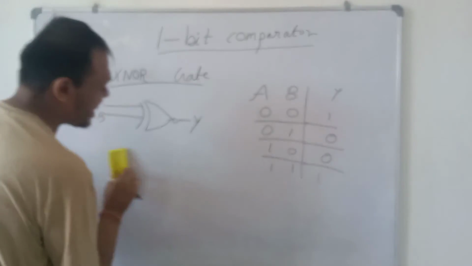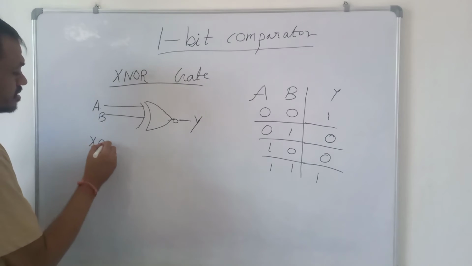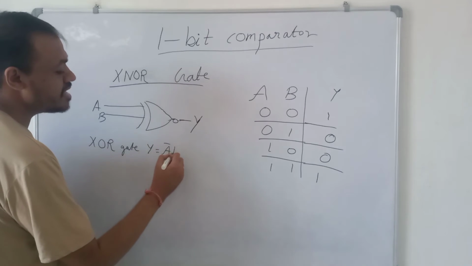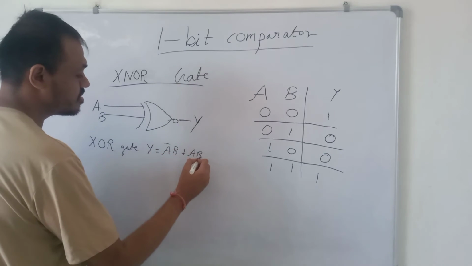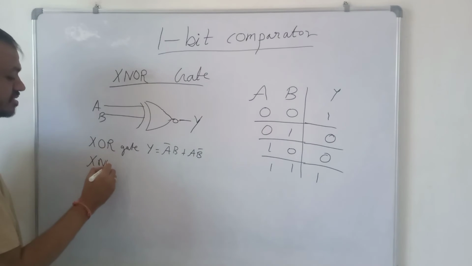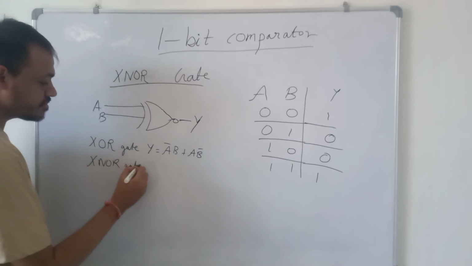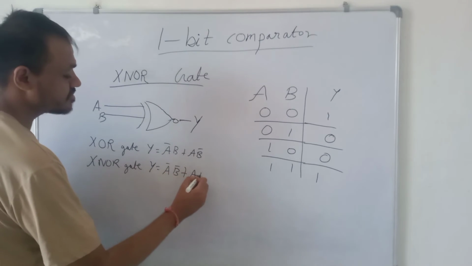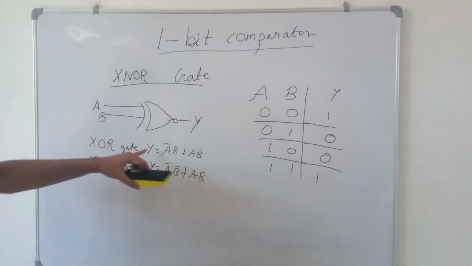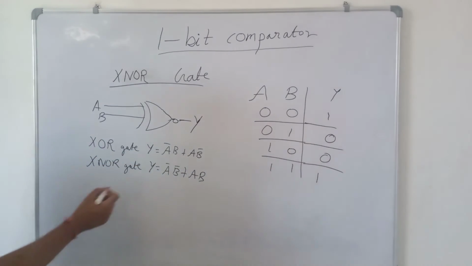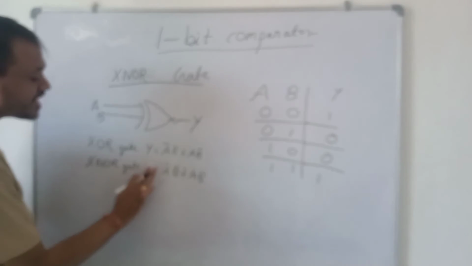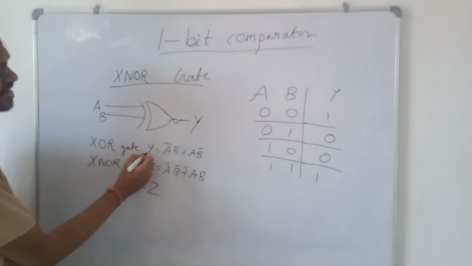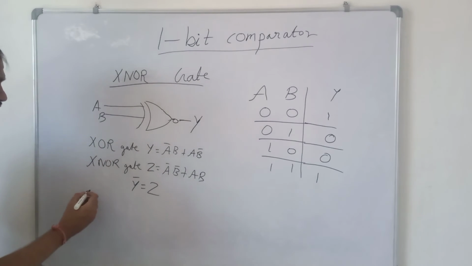And the logic of the XOR gate is like this: Y equal to A bar B plus AB bar. And for XNOR gate, the logic is Y equal to A bar B bar plus AB. This is the logic for XOR gate and this is the logic for XNOR gate. And if we denote it by Z, then Y bar is equal to Z. So if you invert XOR gate, you will get XNOR gate.